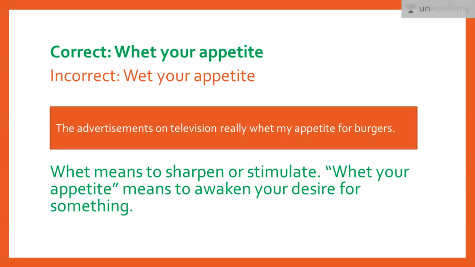Now the next phrase is whet your appetite. How do we use it incorrectly? We say wet your appetite. Wet and whet are pronounced similarly, but look at the spellings. It should be W-H-E-T. Wet is something related to moisture or water, so wet your appetite is incorrect. It should not be W-E-T, it should be W-H-E-T. What does it mean? It means to sharpen or stimulate. Whet your appetite means to awaken your desire for something. The example: the advertisements on television really whet my appetite for burgers. When I see advertisements on television for burger outlets and pizza outlets, they often whet my appetite. So W-H-E-T, not W-E-T.